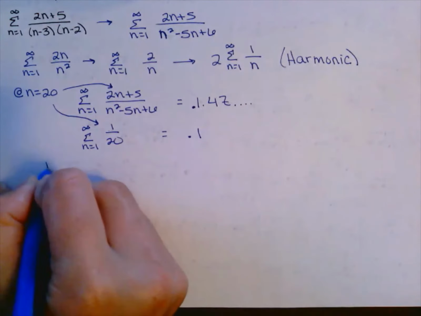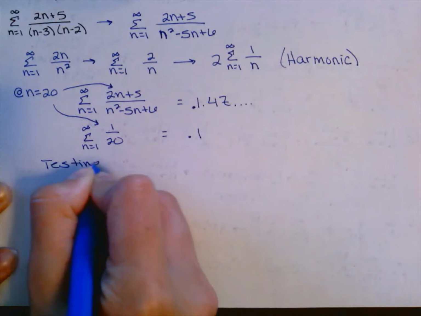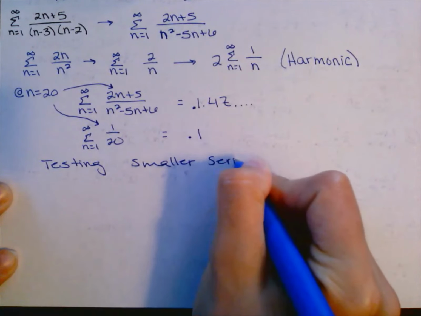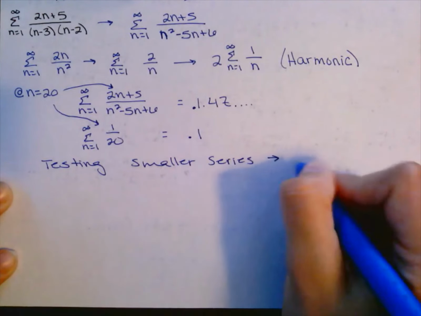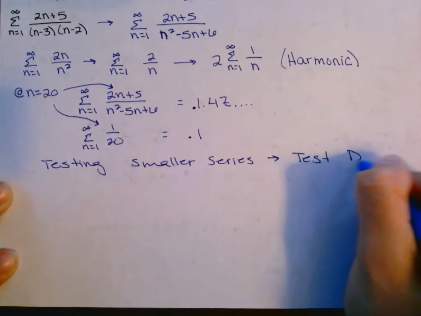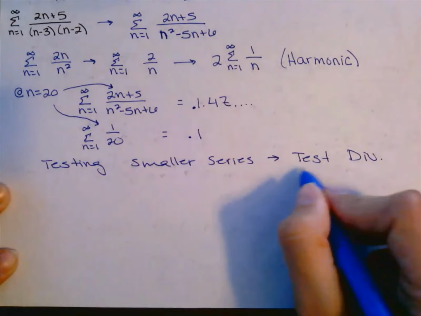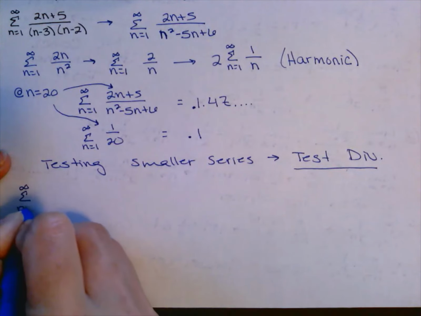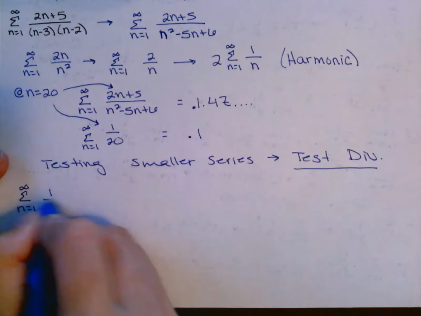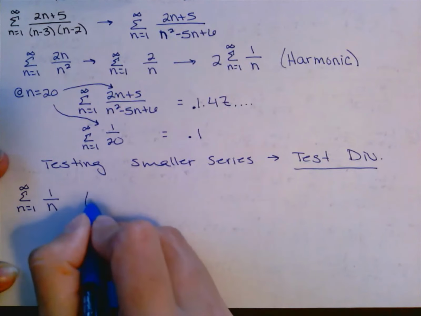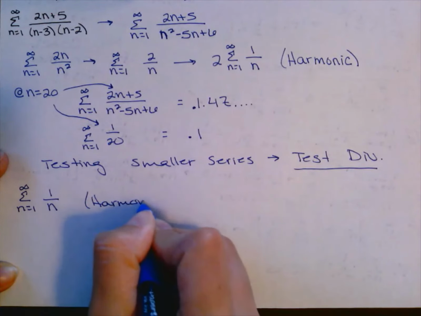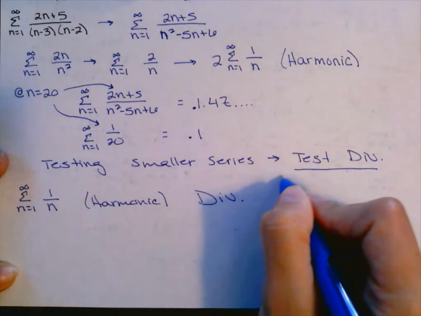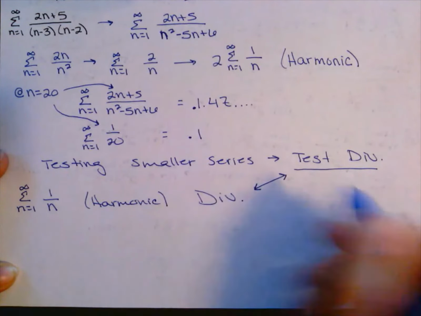So if I'm testing smaller, I can only test for divergence, okay? Which, if you're already starting to memorize these, which I always encourage you to, if you have this memorized, you know that a harmonic series always diverges, okay?